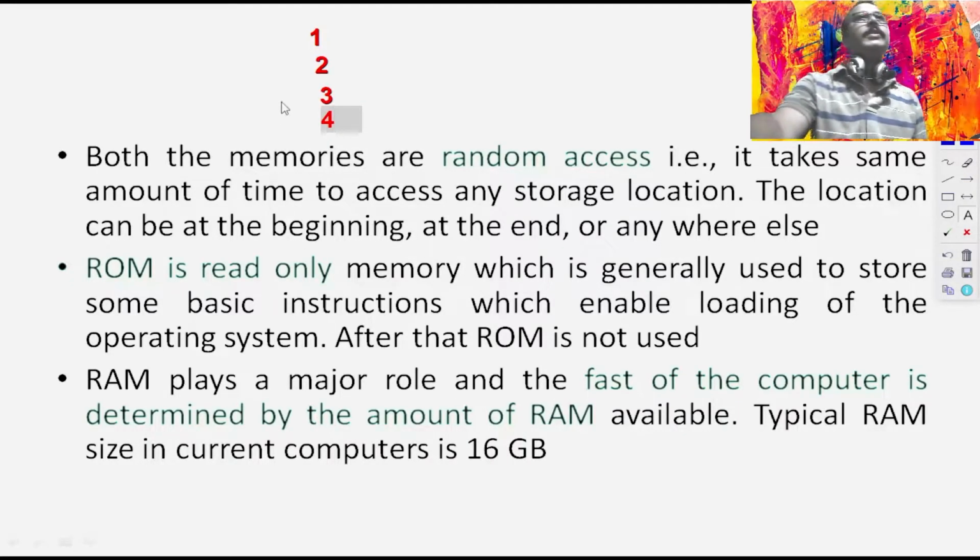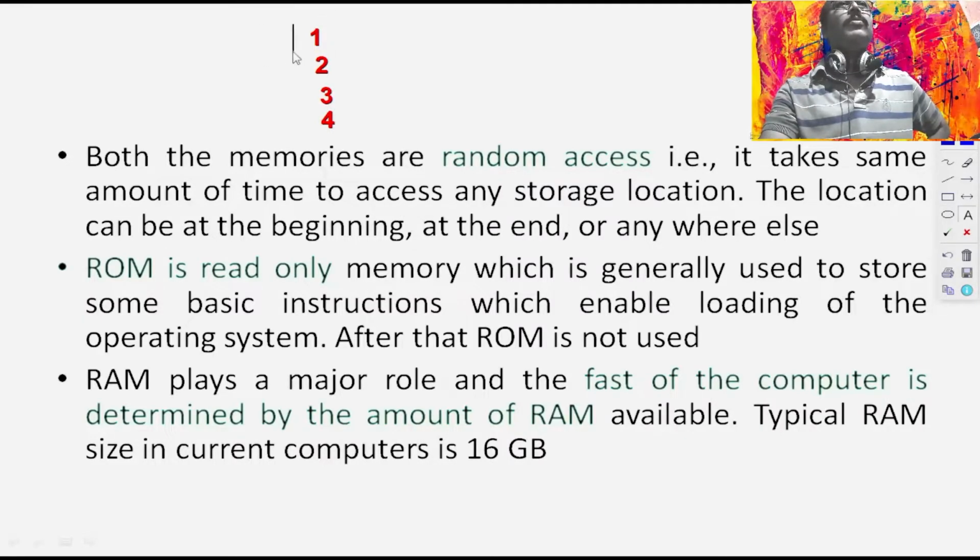So let us say these are the addresses where the program instructions are available. Random access. Important point, just remember. Random access means it takes the same amount of time to access the first instruction, third instruction, second instruction, fourth instruction. It takes the same amount of time.